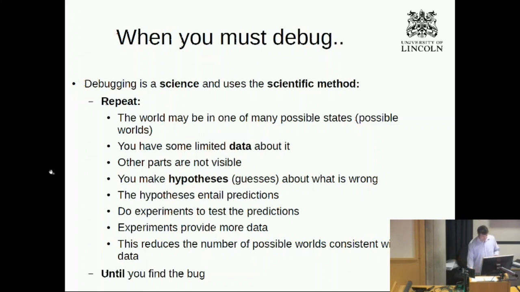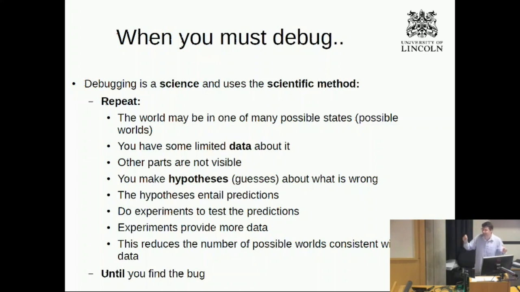So at this point, we design and run experiments to test predictions coming from our hypothesis. Those experiments give us more information, and the information formally reduces the number of possible worlds that are consistent with what appears to be going on. So again, I talked about states. There's a number of possible worlds that we could be in.